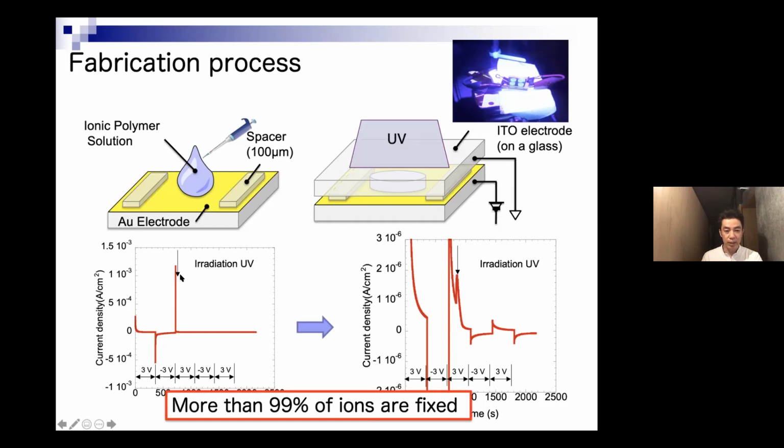But once we irradiate the UV light, the ions are almost fixed. Here, the total current which flows is around 10 to the power of -3. But after the irradiation of UV light, it is on the order of 10 to the power of -7. So we believe that more than 99% of the ions are fixed into the polymer network.